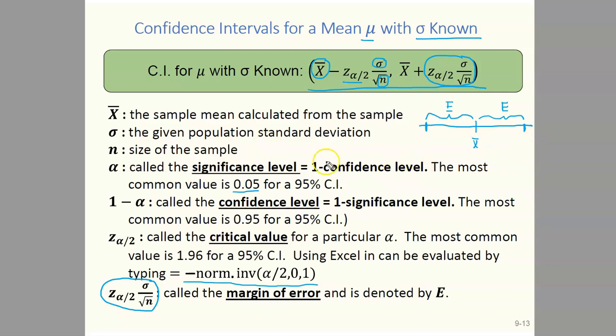So that's a quick summary of the formula that you'll use for a confidence interval for a mean mu when the population standard deviation sigma is known.